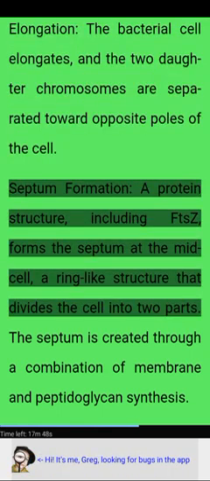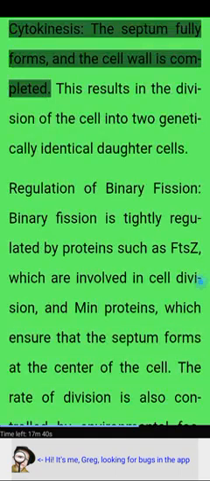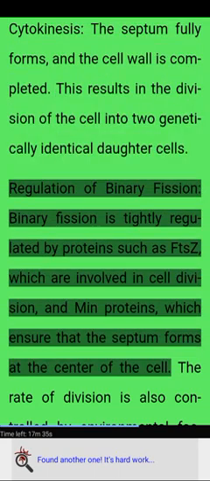Septum formation. A protein structure, including FtsZ, forms the septum at the mid cell, a ring-like structure that divides the cell into two parts. The septum is created through a combination of membrane and peptidoglycan synthesis. Cytokinesis. The septum fully forms, and the cell wall is completed. This results in the division of the cell into two genetically identical daughter cells.